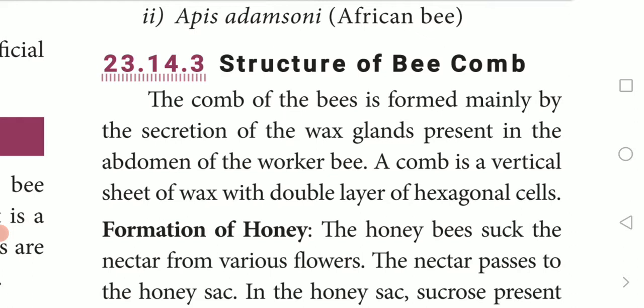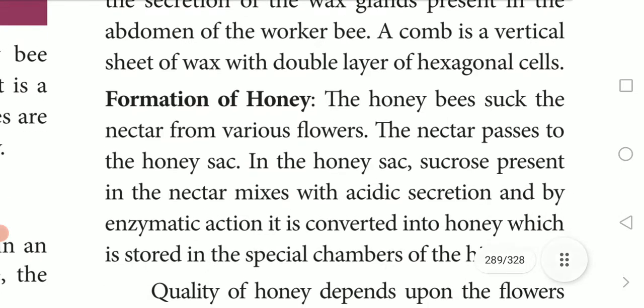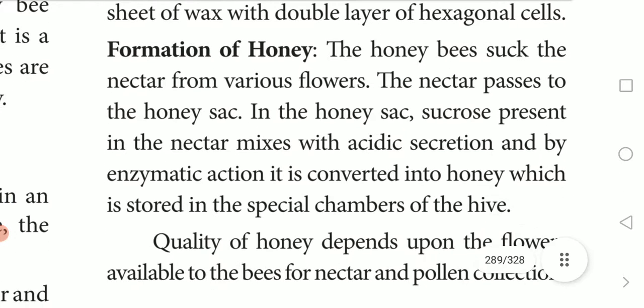Here, the structure of the bee comb. How will it look? The structure of bee comb is formed mainly by secretions of the wax glands, present in the abdomen of the worker bee. Underline this in your textbook. The comb is a vertical sheet of wax with a double layer of hexagonal cells.